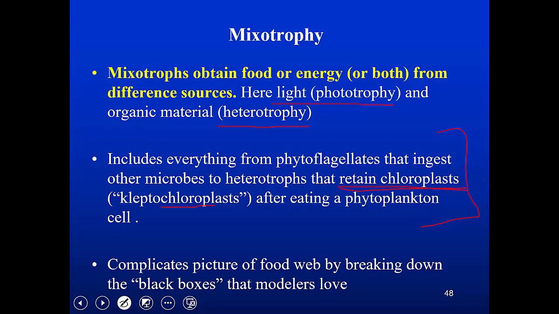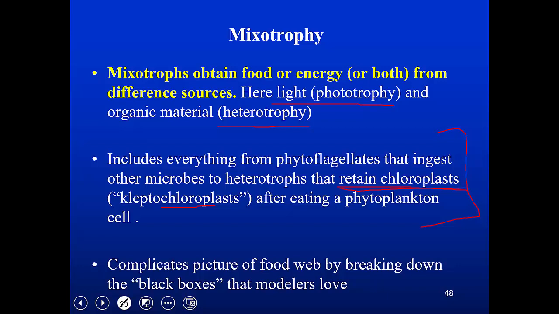And modelers hate these type of complications, things that aren't easily fixed, easily put into one simple black box. But in fact, that's what the microbial world is all about, is these organisms that carry out many different processes. They're basically trying to make a living and survive by any way that they can. And that's, again, one reason why we use this word protist instead of protozoa, because of the fact that they are able to carry out these different modes of metabolism.